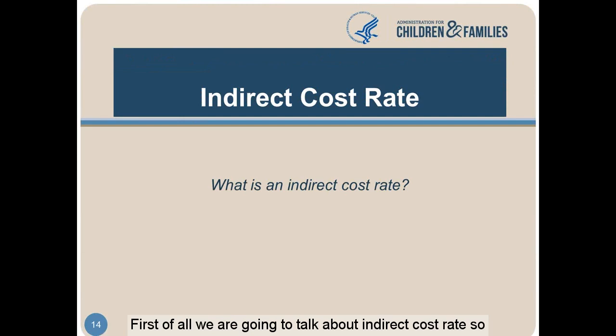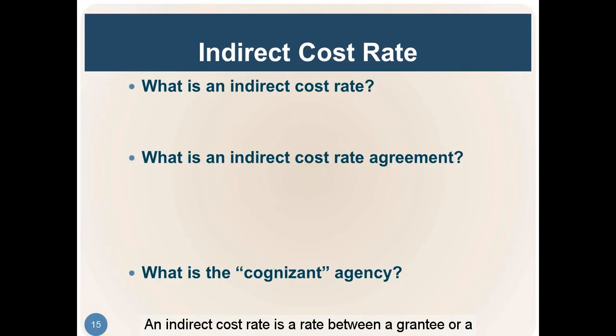First of all, we're going to talk a little bit about an indirect cost rate, just so we can distinguish between that and a cost allocation plan. An indirect cost rate is a rate between a grantee or a subrecipient and the cognizant federal agency. The grantee or subrecipient will submit a request to their cognizant agency to accept a specific rate.